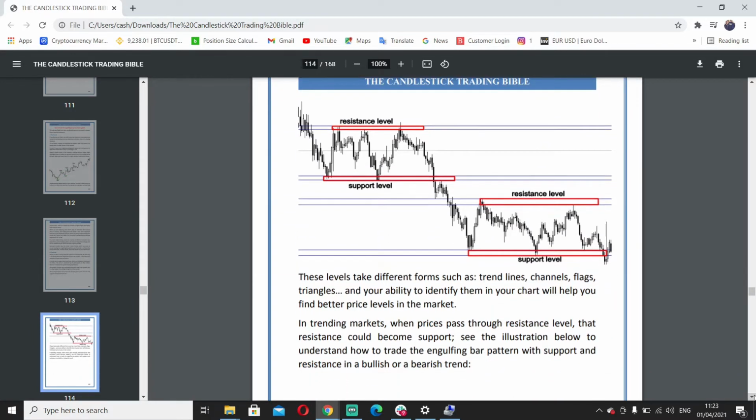These levels come in different forms such as trend lines, channels, flags, triangles, key levels, etc., and your ability to identify them in your chart will help you find better price levels in the market. In trading markets, when price passes through a resistance level, that resistance could become support. See the illustration below to understand how to trade the engulfing bar pattern with support and resistance in a bullish or bearish trend.